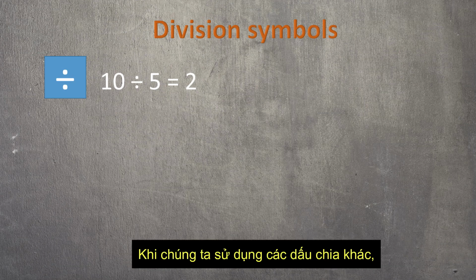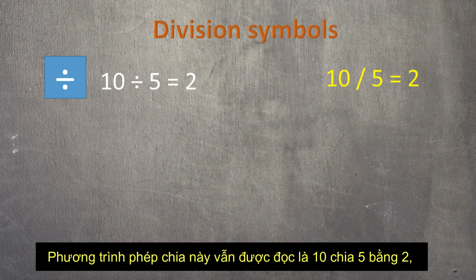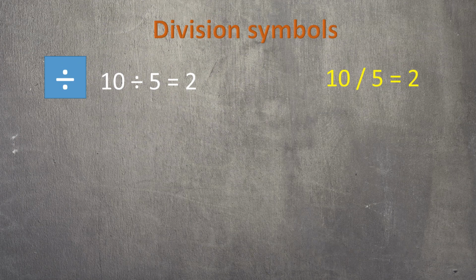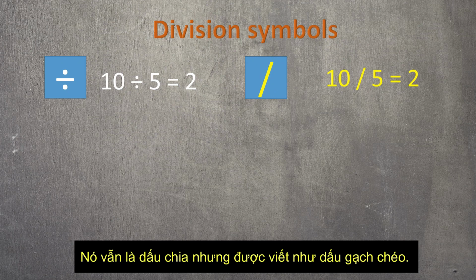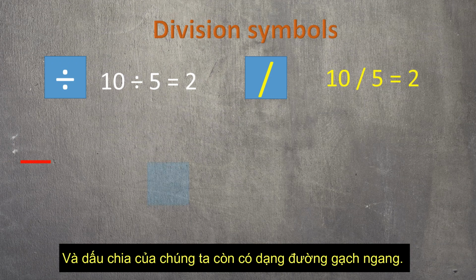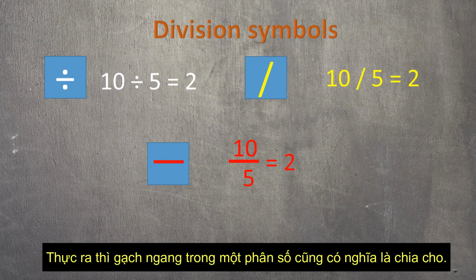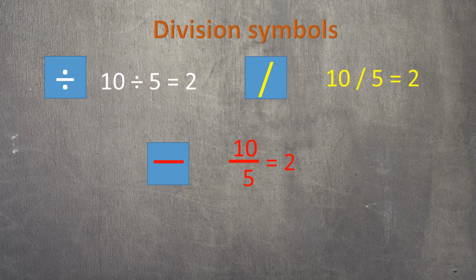When we add the symbols, it means that we write the same division equation in different ways. This equation is still read 10 divided by 5 equals 2, but we use another symbol. It's still a division sign, but written like a slash. But no worries, it's like the original division sign. And our sign can also be a horizontal line. Oh, it looks like a fraction, doesn't it? In fact, the line in the fraction means dividing by.